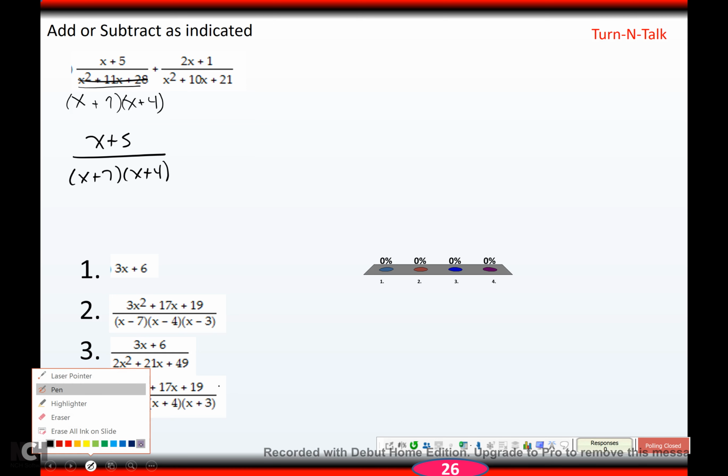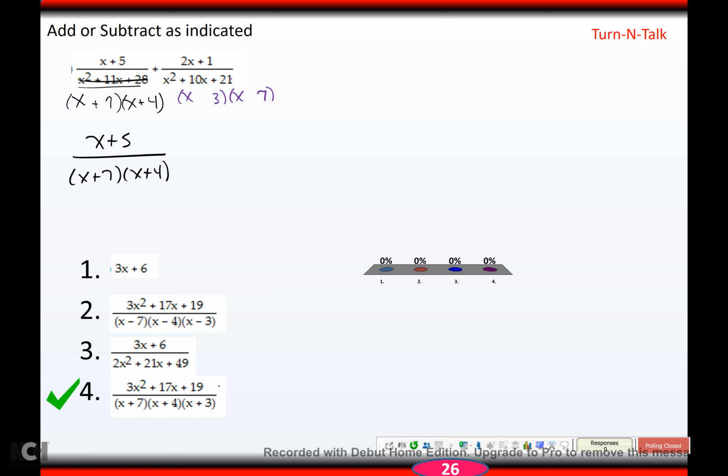If I factor the bottom of my second fraction, again, it should be an easy factor. X times x is x squared. Factors of 21 that make 10 would be 3 and 7. Since c is positive, they both get the middle, so I can rewrite that as 2x plus 1 over x plus 3 times x plus 7. So now that everything is factored, I can make my list.